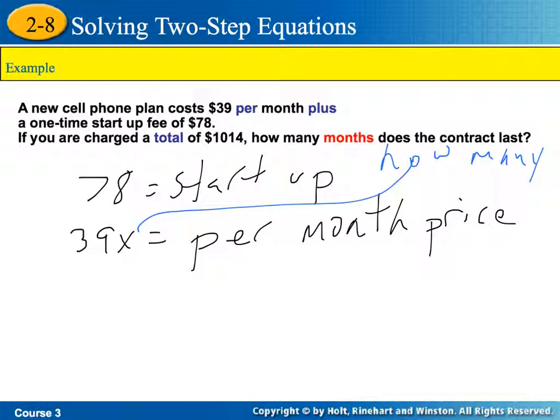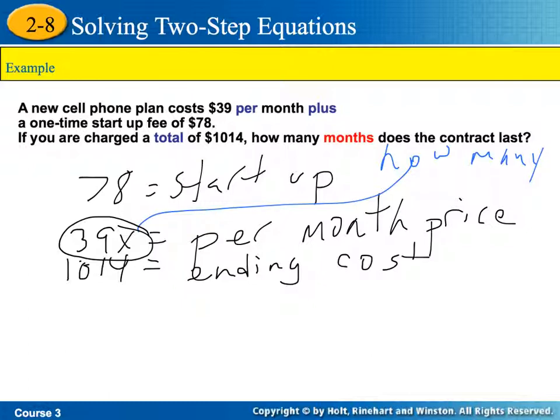However, we do know the ending cost value is $1,014 ending cost. What we need to do is figure out, how do you come up with an equation? Well, it tells us the new cell phone plan costs $39 per month, which is what this is right here, per month, plus, so 39x, plus a one-time startup fee of $78. Our ending balance of this is going to be what? Our ending cost is $1,014. We need to figure out how many months. We do that by this equation.